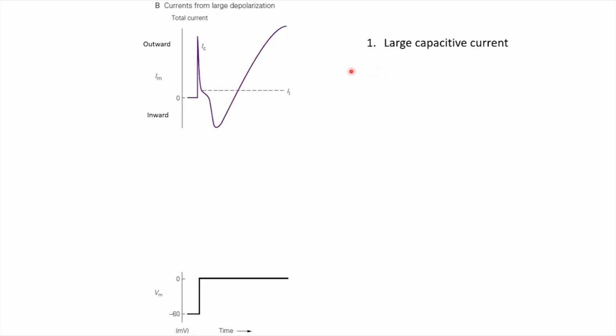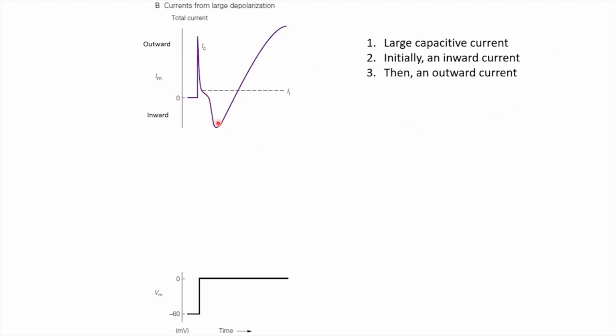So overall, in the beginning we see this large capacitive current, then there is a negative compensatory current, which means that there must be positive ionic current. So the current is coming into the neuron in the beginning. And then later we see that there is positive compensatory current, which means that there must be negative ionic current, or current is flowing out of the neuron later. So these are the three main components that we see.